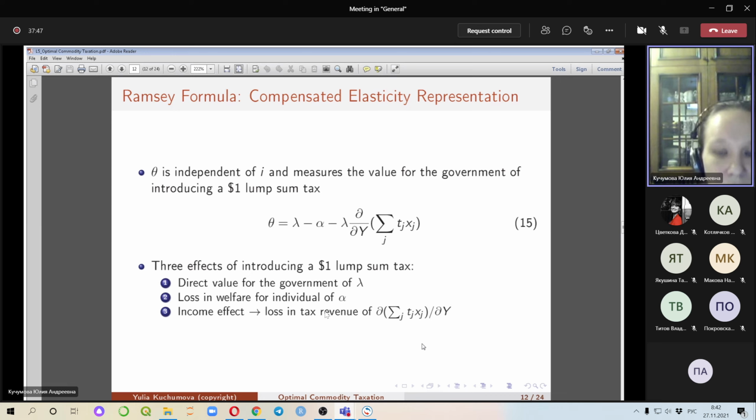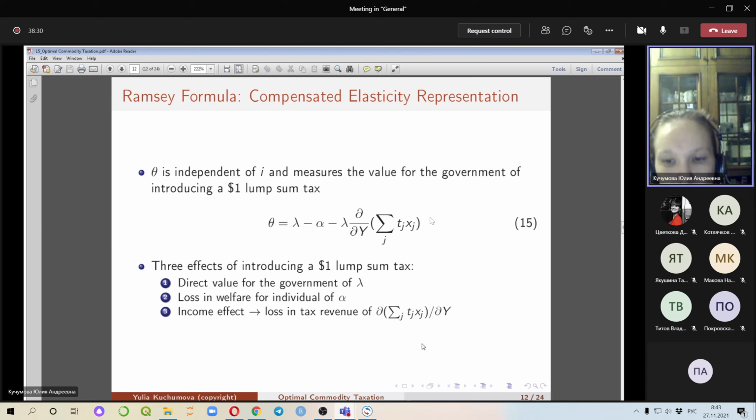And then there is this third effect, loss in tax revenue due to income effect. When we give a lump sum tax to the government, it means that we take this $1 from the people in a lump sum way. If people now have less money, they would consume less, and therefore we will collect less through the consumption taxes. So this is the loss in tax revenue due to income effect, and it's equal to the derivative of the sum of t_g x_g, the derivative with respect to y.